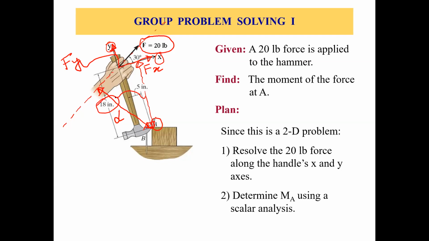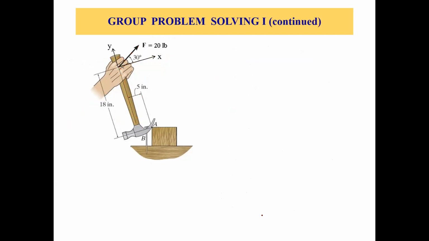Now if you look at Fy, this is the line of action of Fy, and what is the perpendicular distance? This is the perpendicular distance between point A and the line of action of Fy. So luckily we already have this given as 5 inches. That's how we simplify this problem, and we resolve this force into two components.